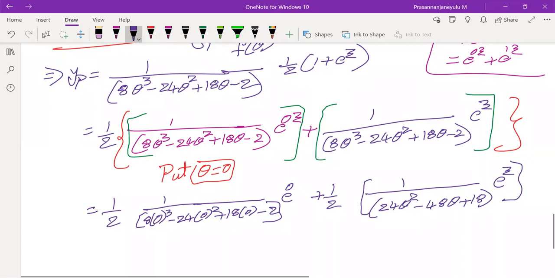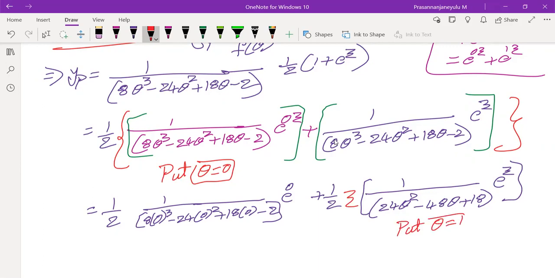Then what we have to do according to our procedure? When we did the differentiation, what we have to do? Immediately we have to multiply the numerator with x as a prefactor. But here in place of x, what we are using? Z. So multiply with z as a prefactor. This is important. And then substitute theta is equals to 1.